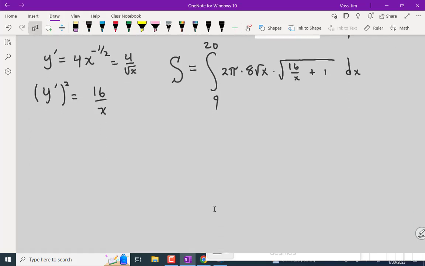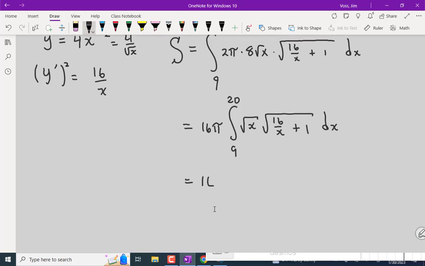Okay, so now we have some algebra. 16 pi is coming to the front. Let's get it out of the way. And then we have 2 square roots. Let's remember back from algebra, if you have a product of square roots, all you do is multiply the insides together. So we're going to turn them into one square root where the insides are combined. And to combine these insides, really all we're doing is distributing the x. So this becomes 16 plus x on the inside.